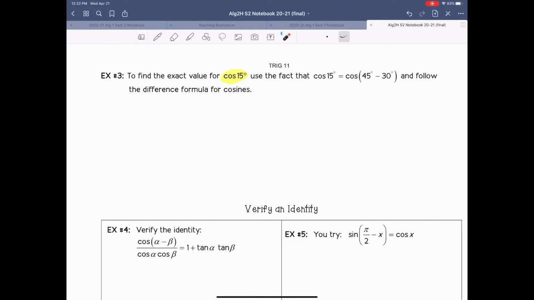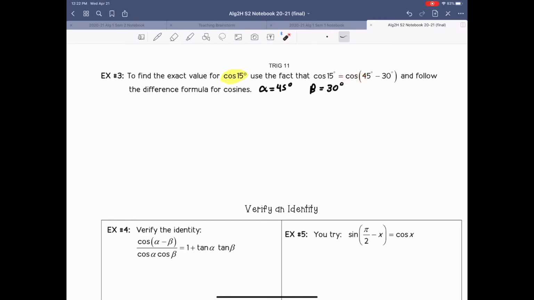We don't know how to evaluate cosine of 15 degrees in our heads because it's not one of the special angle measures, but I do know that this can break up into the difference of two special angle measures, all right? So let's go ahead and say, well, if this is 45 minus 30, we're going to say that alpha is 45 degrees and beta is 30 degrees. And now we just got to figure out what the formula is for the difference identity of cosines.